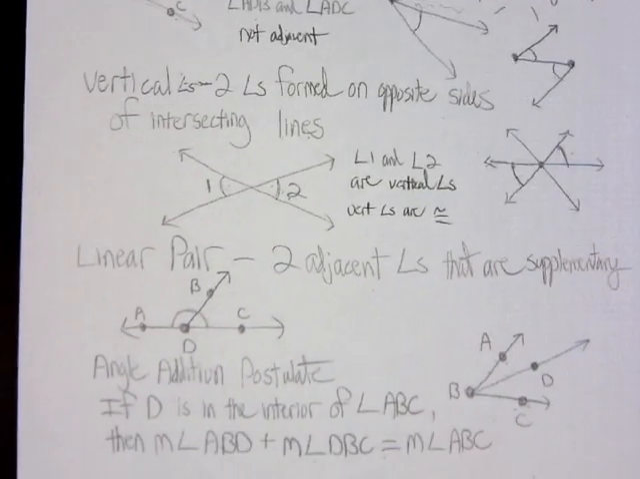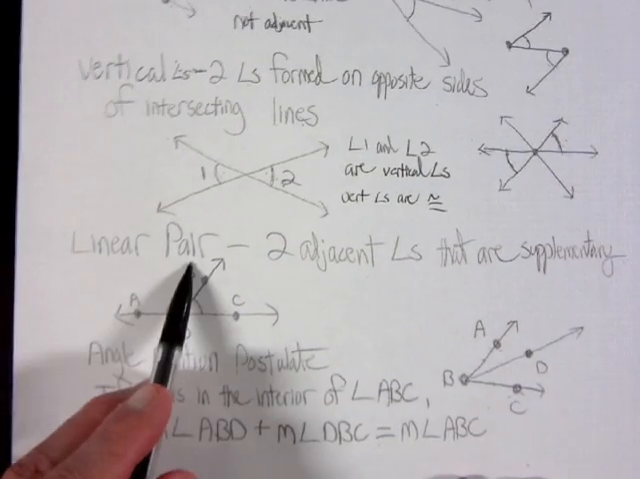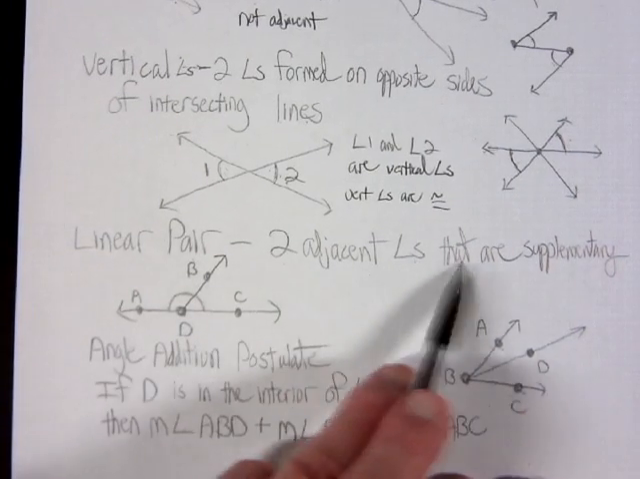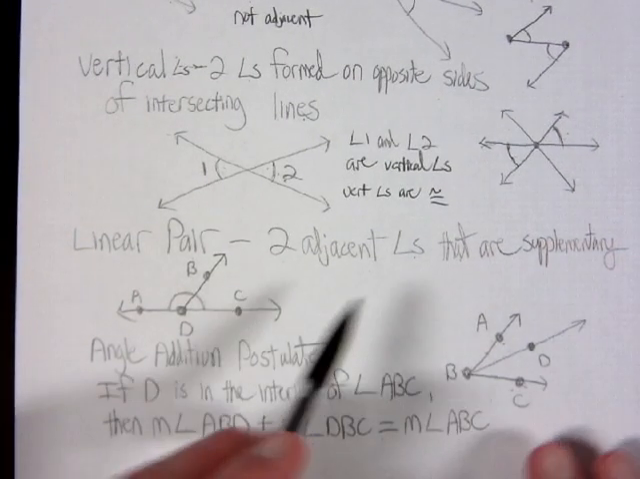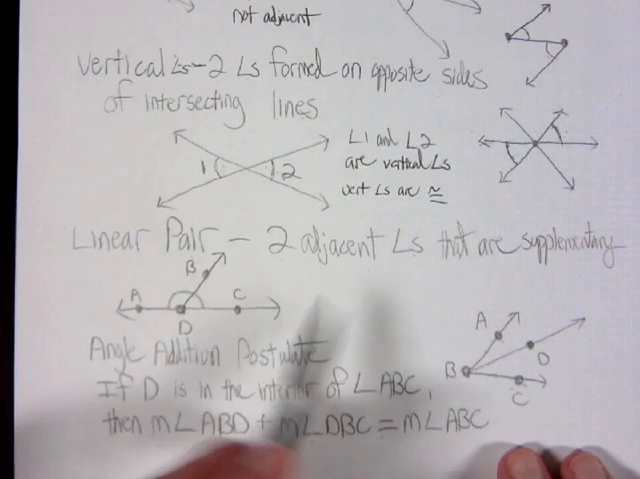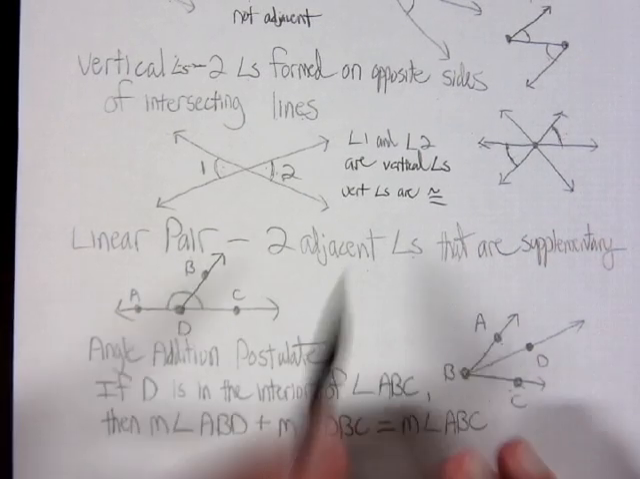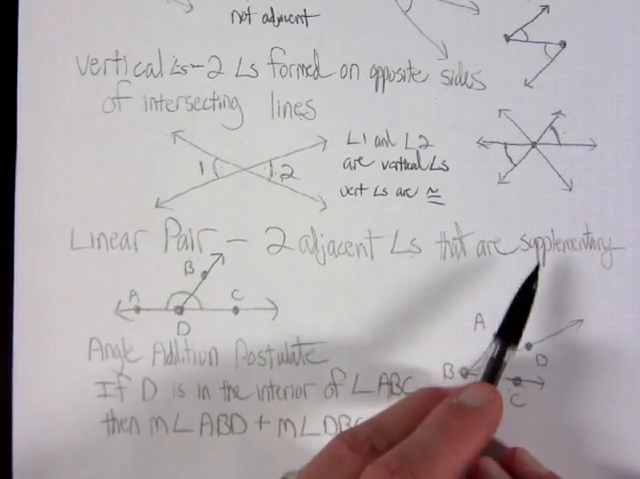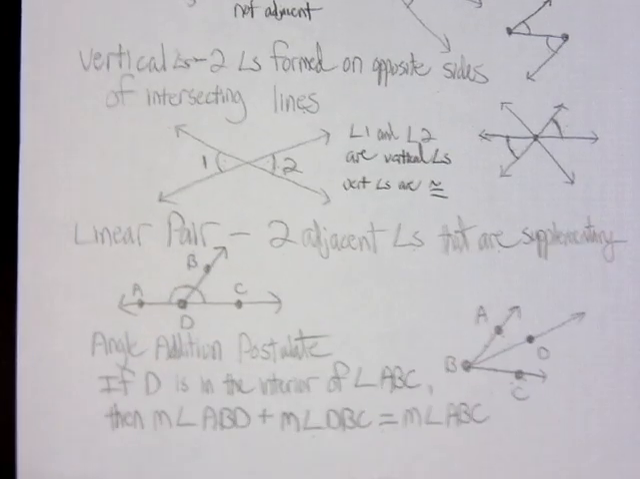Next word that we come to is linear pair. A linear pair is two adjacent angles that are supplementary. If they're adjacent, meaning connected together with no gap, no overlap, sharing a common side, and supplementary, meaning they add up to 180, they have to be a linear pair.